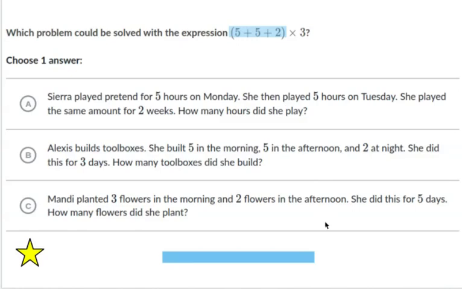Letter C says Mandy planted 3 flowers in the morning, 2 flowers in the afternoon. She did this for 5 days. How many flowers did she plant? Well, if I think about what's happening in this problem, I know that she's planting flowers, some in the morning and some in the afternoon, and she's going to repeat that for 5 days. Well, if I'm repeating something for 5 days, my expression should have times 5 somewhere, and I don't see that here. And again, it says that she's doing 3 plus 2 every day, and again, I don't see that there. So if you were thinking B after we read it, just like me, you would be correct. All right.